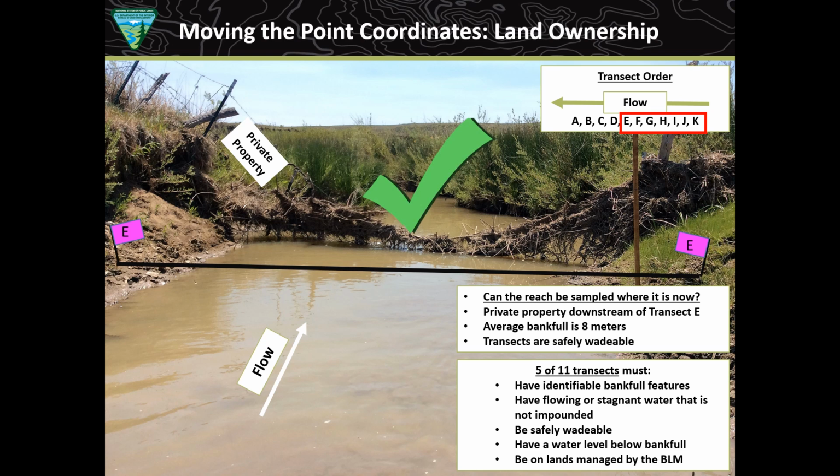Yes, the reach can be sampled where it is now, and the point coordinates do not need to be moved for this reach. There are 7 transects that are sampleable that follow the AIM criteria. Keep in mind that determining land ownership is not always this easy, so maps that show land ownership should be carried at all times in the field.